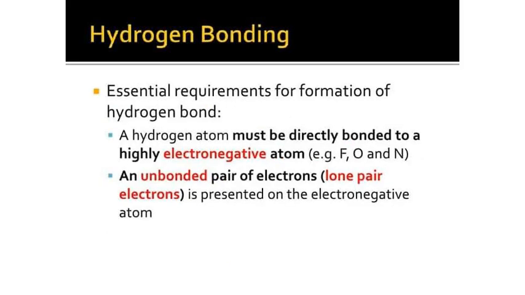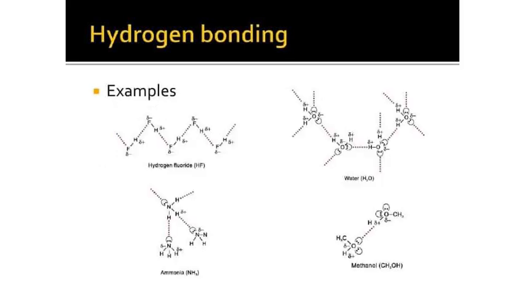Essential requirements for formation of a hydrogen bond. First, a hydrogen atom must be directly bonded to a highly electronegative atom. Second, an unbonded pair of electrons, a lone pair, is present on the electronegative atom. Some examples of hydrogen bonding are hydrogen fluoride, water, ammonia and methanol. We will discuss them in detail.